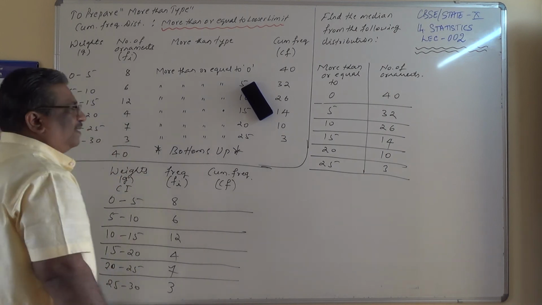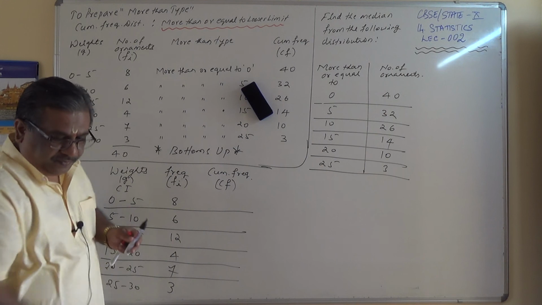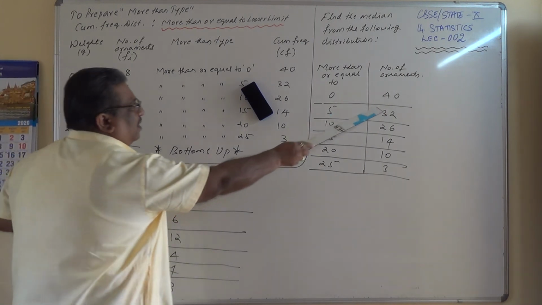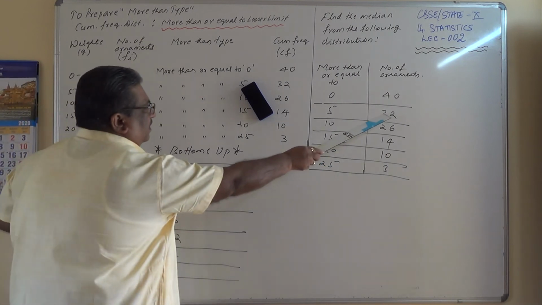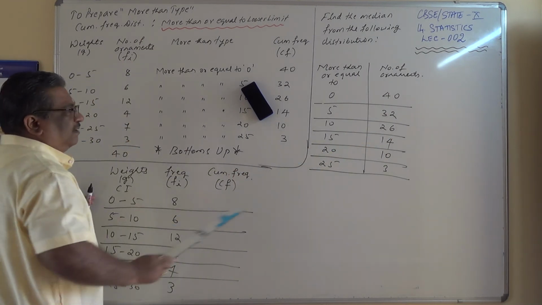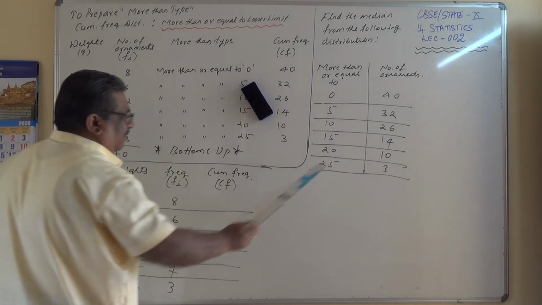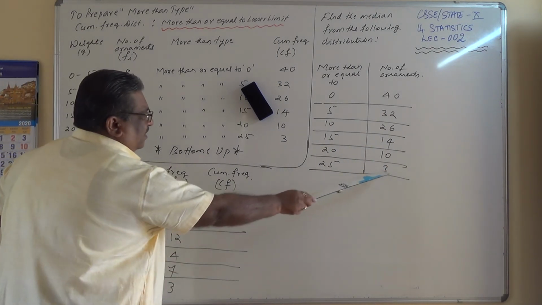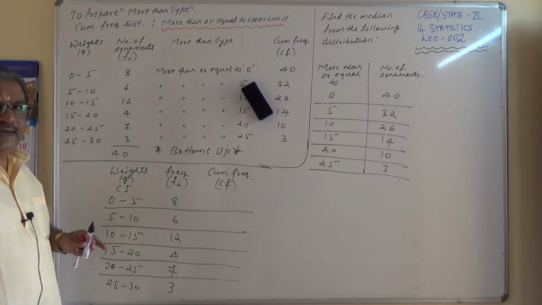I hope you understood. Once again, the first frequency, that is 0 to 5, is 40 minus 32, which comes over here as 8. Next is 32 minus 26, 6. 26 minus 14, 12. 14 minus 10, 4. 10 minus 3, 7. 3 minus 0, 3. This is how we can get it.